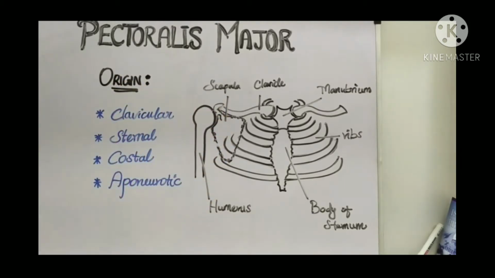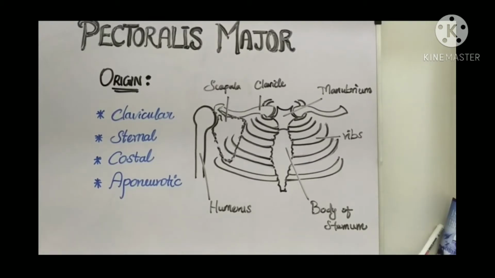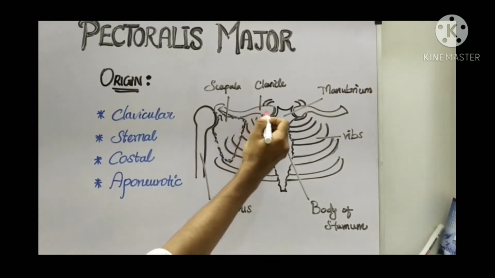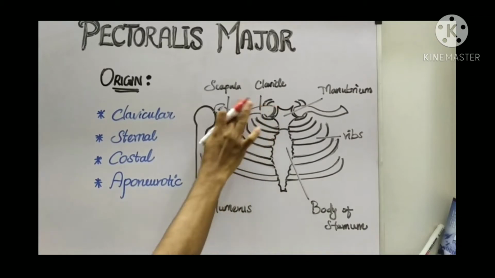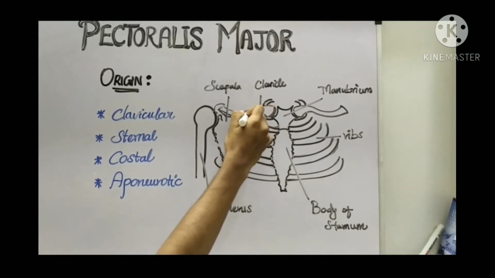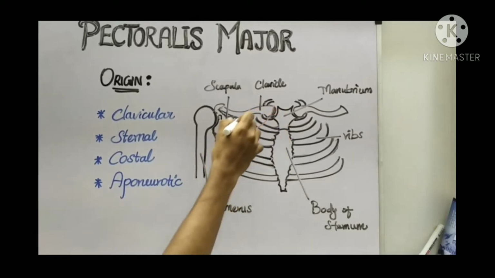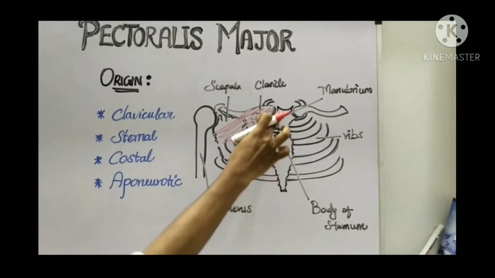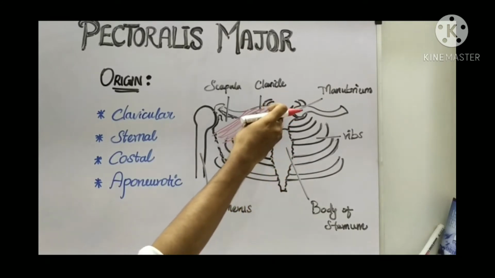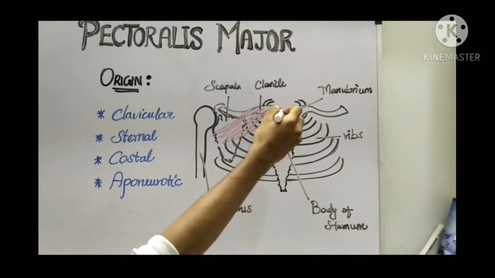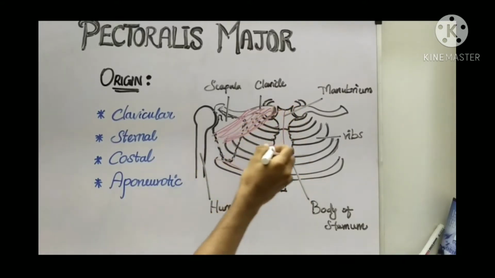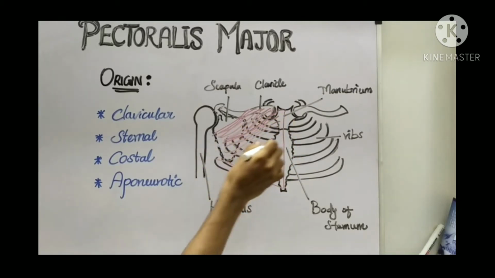So we'll see in detail. I'm just drawing how the muscle takes origin. First, the clavicular origin comes from the medial part of the clavicle, from the anterior surface. This is the anterior surface, the medial part. From here the fibers of the pectoralis major muscle come like this. And the next one is sternal: in the sternum you have the manubrium and the body of the sternum. From half of the sternum, the fibers of this muscle come like this.